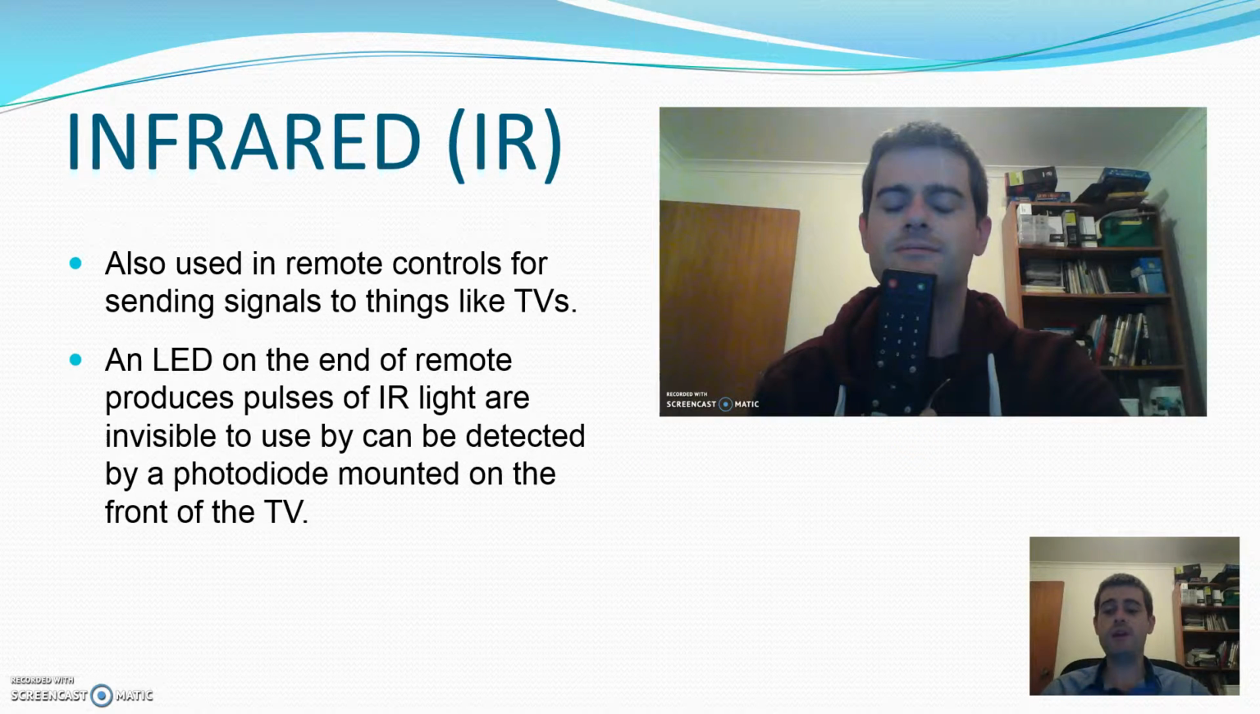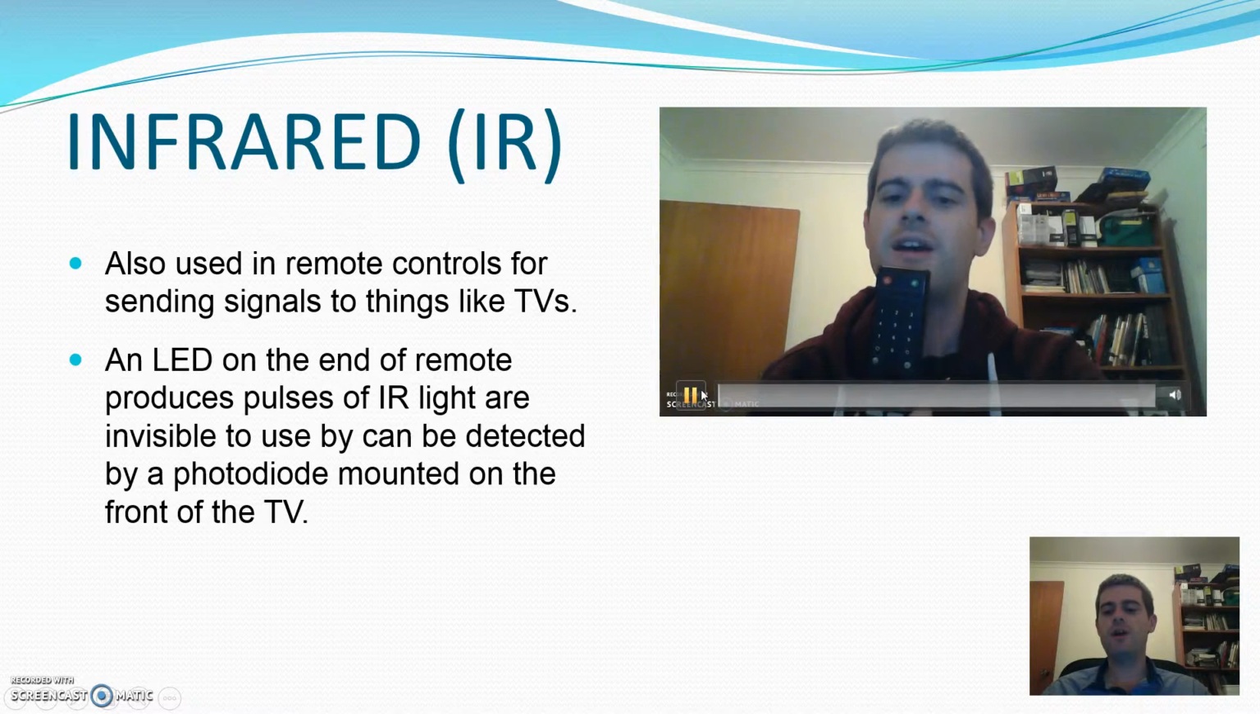Another application for infrared is in remote controls for TVs. Basically, a remote works with a little infrared LED in the front of it, and that infrared LED flashes on and off really, really quickly to produce pulses of light that are detected by the TV using a thing called a photodiode, which is basically an infrared detector. But I'll get this guy to display.